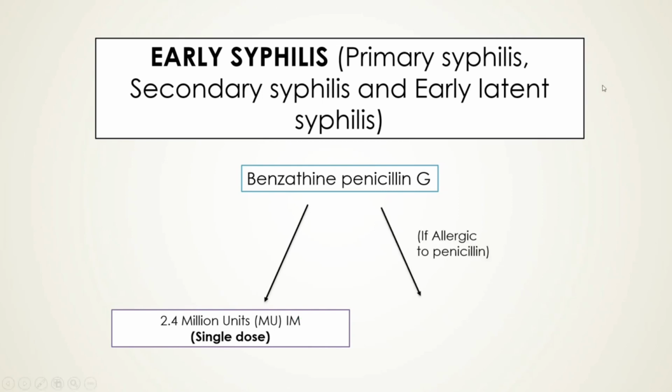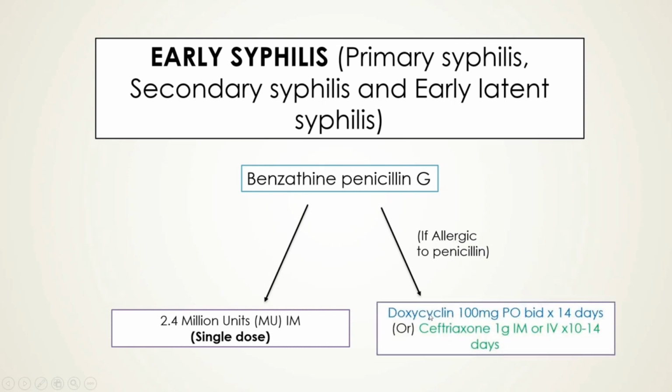Alternatively, if a patient is allergic to penicillin or can't tolerate intramuscular penicillin, then a drug called doxycycline at a dose of 100 milligrams orally is given twice a day for 2 weeks. Or there is another drug called ceftriaxone, which is given at a dose of 1 gram intramuscularly or intravenously for 10 to 14 days, right? This is all about how you treat early syphilis like primary syphilis, secondary syphilis, and early latent syphilis.